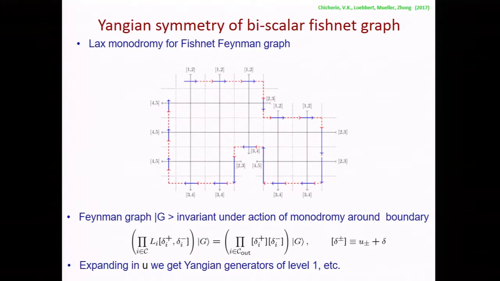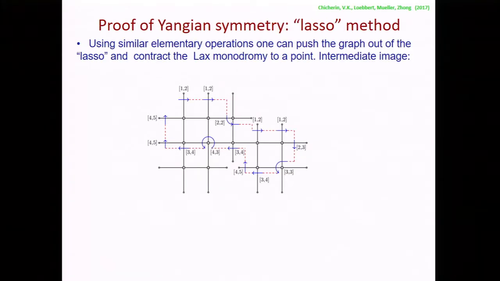Okay, and if we expand this monodromy in terms of the left and right hand side in powers of u, we can write the differential relations. Namely, we can get Yangian generators of level 1 in a very explicit form. Here I show how to pass this lasso little by little through the graph by these elementary operations which I showed on the example of cross and double cross.